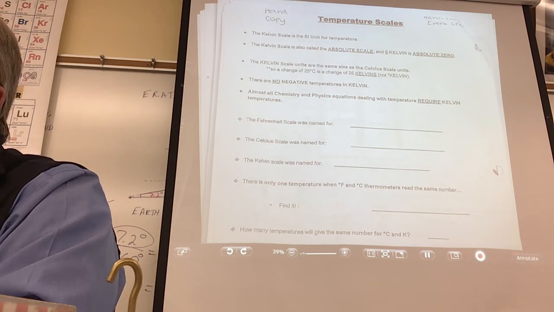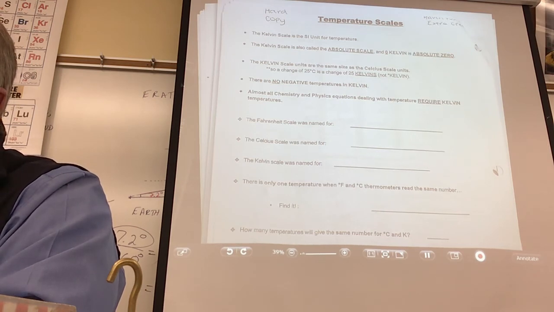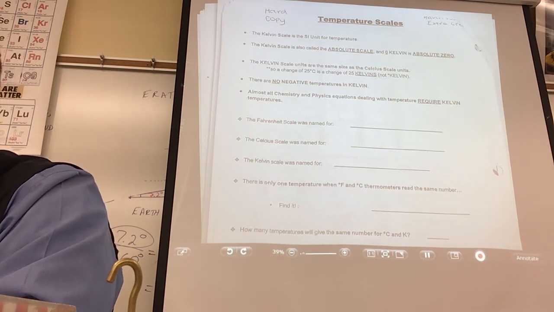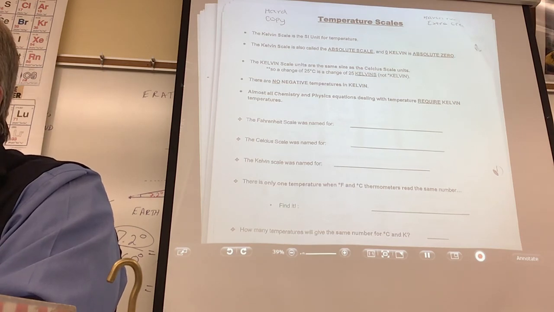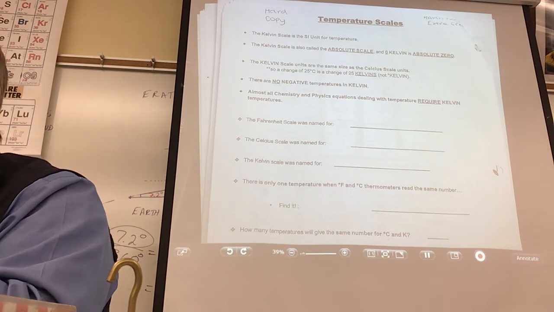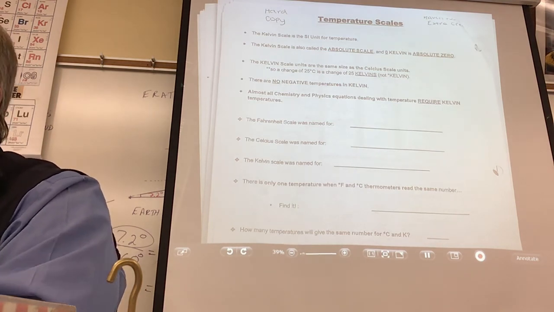Okay. There are no negative temperatures on the Kelvin scale. That's good. Almost all chemistry and physics equations dealing with temperature require you to convert to Kelvin. I wouldn't even teach it to you if we didn't have to have it.